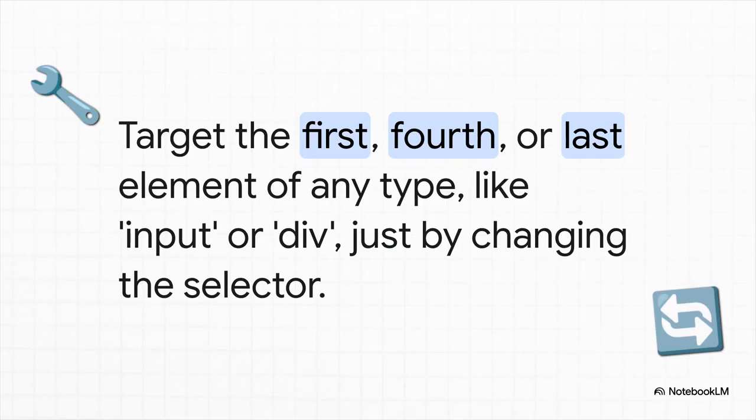And what's so cool is that this logic is totally flexible. You can target the first element with first-of-type, the last one with last-of-type, or the fourth by just changing that number to 4. And it works for any element type you need to find, whether it's an input or a div or anything else.